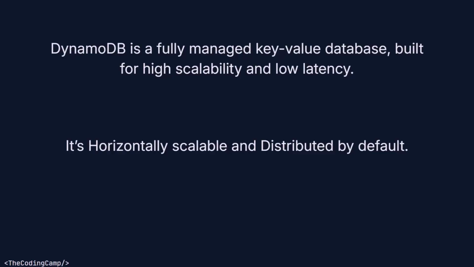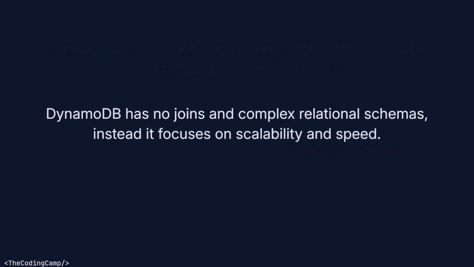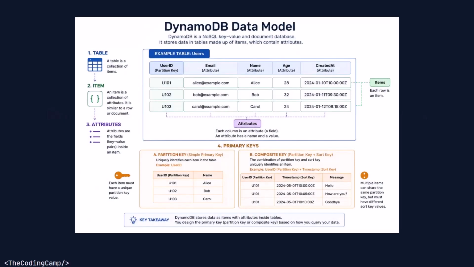It's horizontally scalable and distributed by default. Unlike SQL databases, DynamoDB has no joins and complex relational schemas. Instead, it focuses on scalability and speed. Instead of tables with relationships, DynamoDB uses tables, items, and attributes.